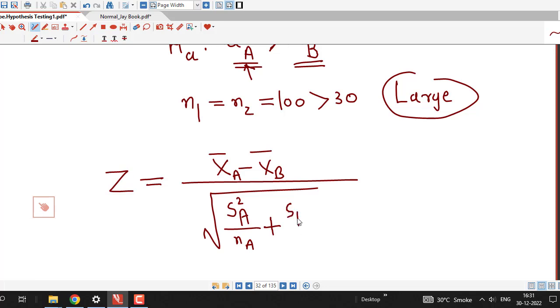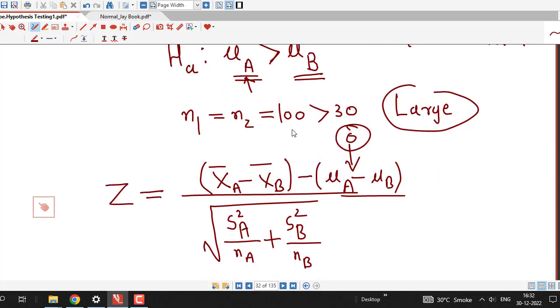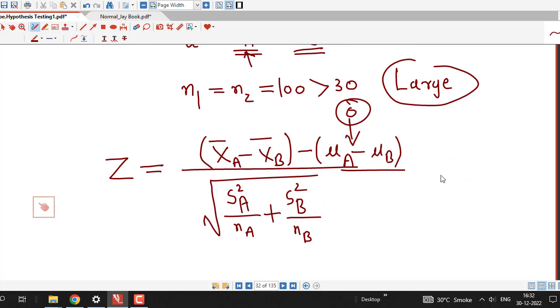and here the sample variance for company B divided by the sample size of company B, and here we have minus (mu A minus mu B), and we are considering this Z test under the assumption that the null hypothesis is true. Therefore this will be considered as 0 if we want to test against this null hypothesis. Now we have all these values that we will substitute here, and we will find the calculated value of this Z statistic.